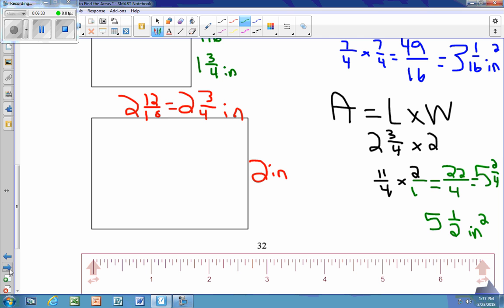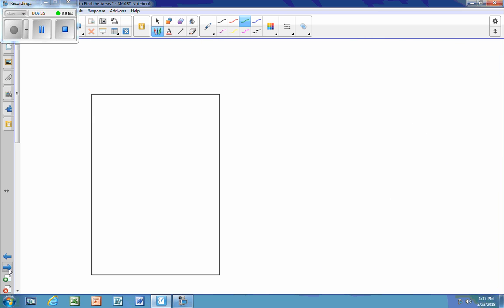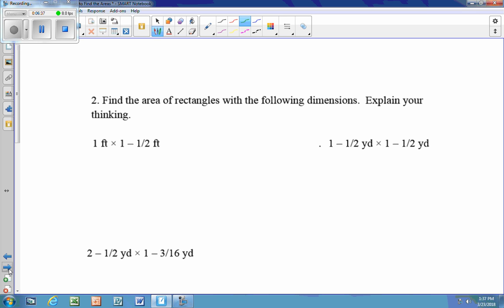So on this next page, we're not going to measure some more because we've done some practice. We're going to move on to this one where we just have to find the area. And when we just have to find the area, we know we need to do length times width. So we're going to write our reminder up here. Area equals length times width.